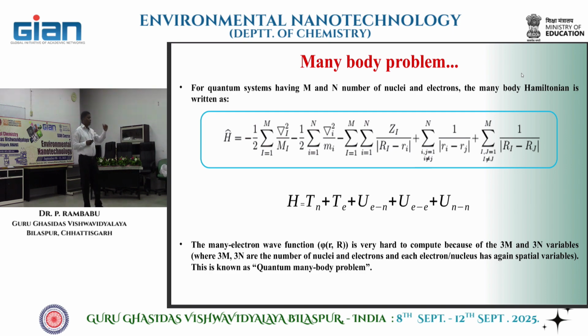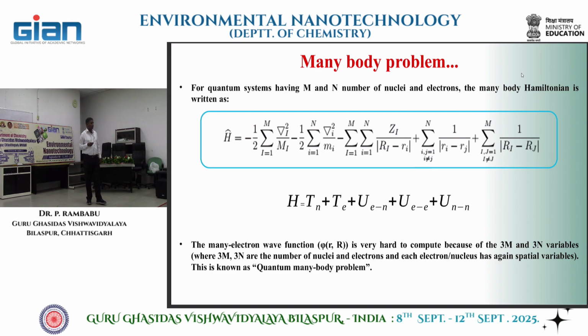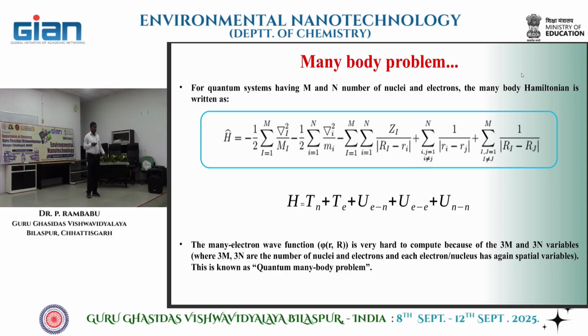But what if we go to more than one electron system? Can we apply the Schrodinger equation to solve for a more than one electron system? For example, helium has 2 electrons in its atom, right? So for 2 electrons, how many variables are required? For 1 electron, we need 3 variables, right? For helium, 2 electrons, we need 6 variables.